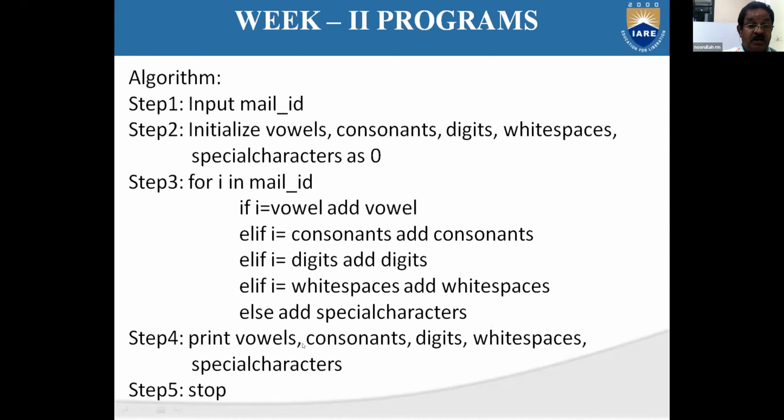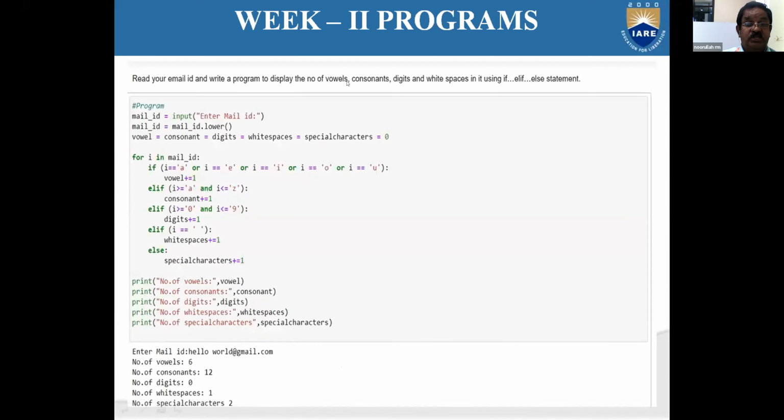You will be printing the number of vowels present within the given mail ID, and consonants, digits, white spaces, special characters, line by line. So for example, this is the program that you are given. Now you will be entering the mail ID, initializing it within the identifier mail ID. Mail ID assigns to input, enter mail ID. Whatever mail ID you have entered will be assigned to this identifier mail ID. If it has a combination of upper and lowercase letters, or uppercase letters, it is going to be converted into lowercase letters by using the built-in function mail ID dot lower. Then it will be initialized within this mail ID.